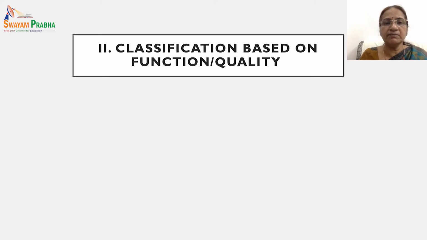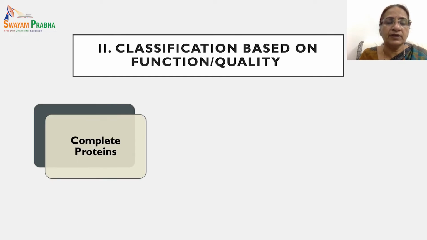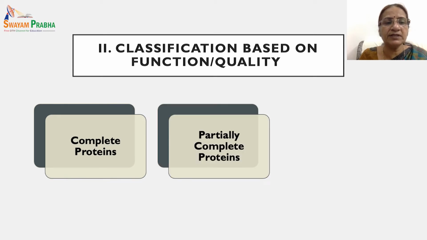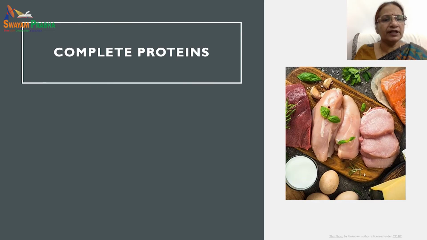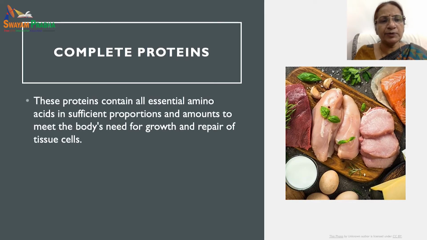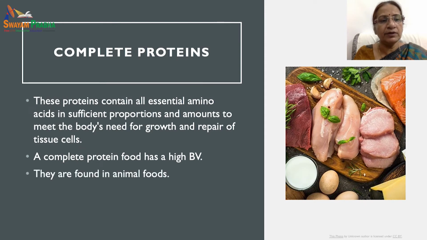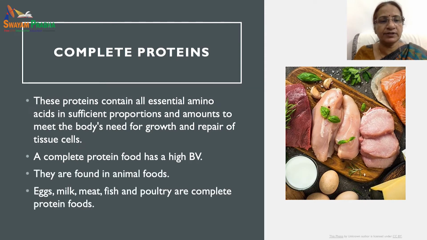Now, classification based on function or quality of proteins. They are classified as complete proteins, partially complete proteins, and totally incomplete proteins. Complete proteins. These proteins contain all essential amino acids in sufficient proportions and amounts to meet the body's need for growth and repair of tissue cells. A complete protein food has a high biological value and they are found in animal foods.